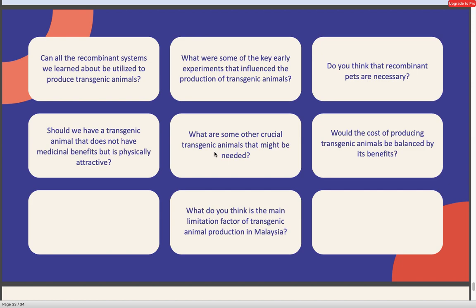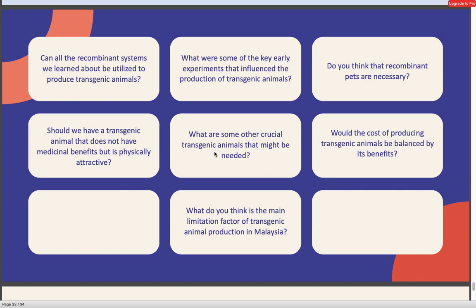So should we have transgenic animals that are not beneficial medically, but are physically attractive? Maybe they don't help with nutritional value or increase of need, but you just want something to look at because you're stressed out from your FYP and you want to go home and look at cute animals. What are some other functional transgenic animals that we mentioned?